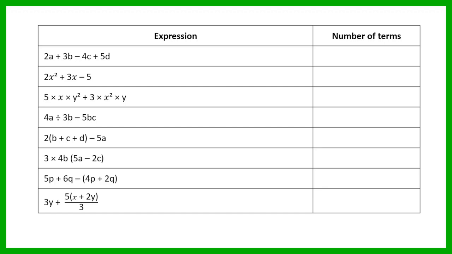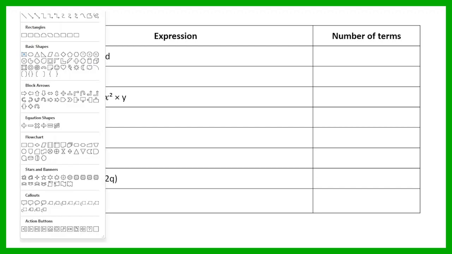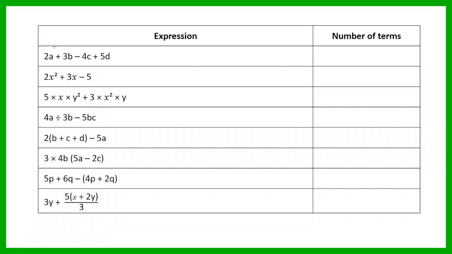Okay, so let's see how you got on with this table over here. So first, in the first expression, we have got 2a plus 3b minus 4c plus 5d. So we need to determine how many terms there are in that. So I'm going to go and put in term lines. So I've got a term line over there, and I'm going to put a term line in front of this minus over here, and another one in front of the plus over there. So that means I've got 1, 2, 3, 4 terms altogether.